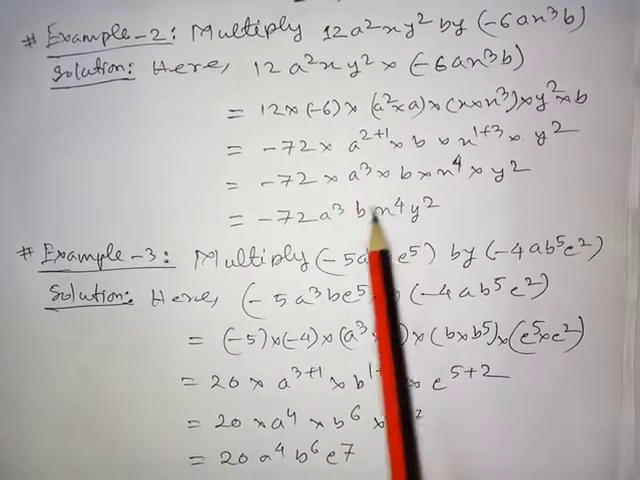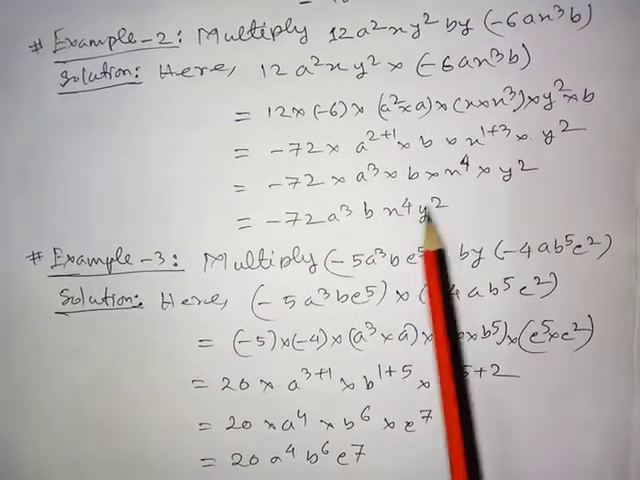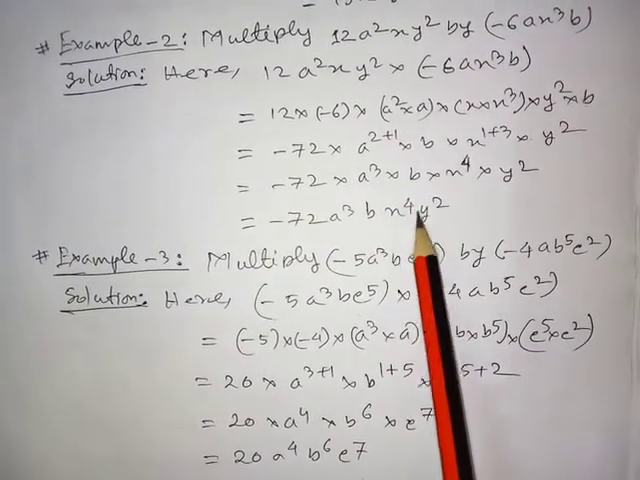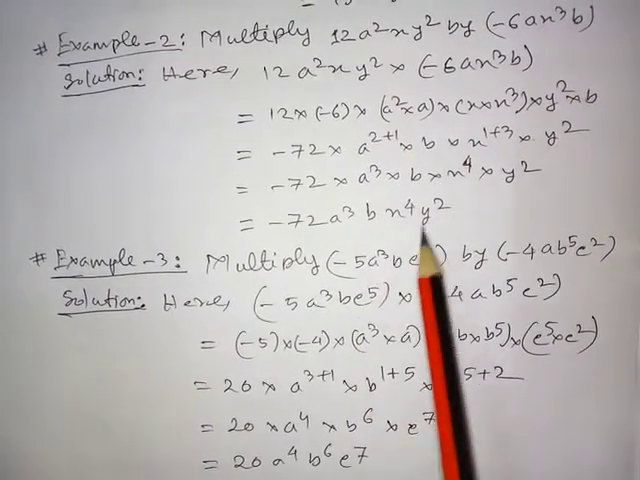Here look, we are writing the answer in an order. First a comes, then b, then x, then y. So you also have to write the answer in a specific order according to the English alphabet.